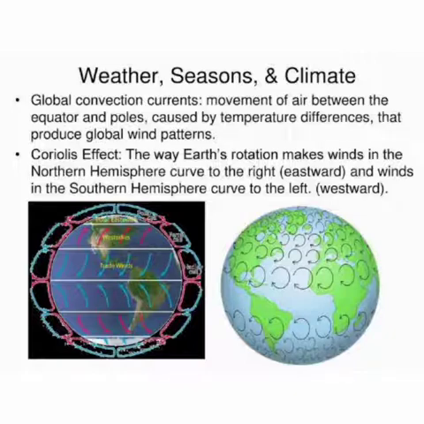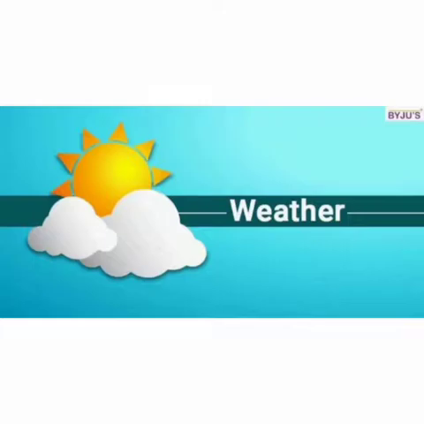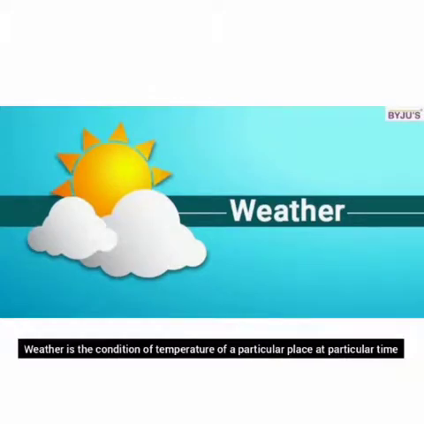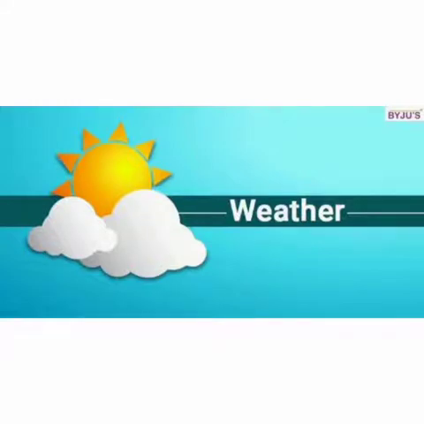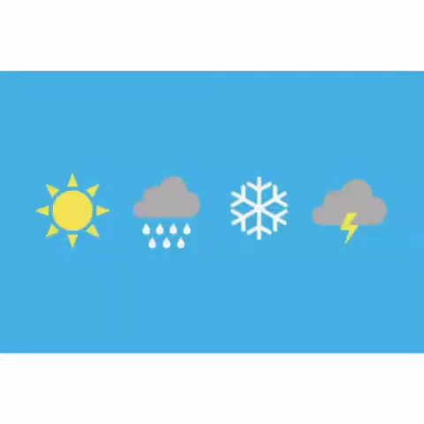See children, here weather is the condition of the temperature of a place at a particular time. So the weather of a place can change rapidly. It may be bright and sunny with a clear sky in the morning, while in the evening the sky may be covered with dark clouds. It may start raining in the morning, and the afternoon may be bright and sunny.